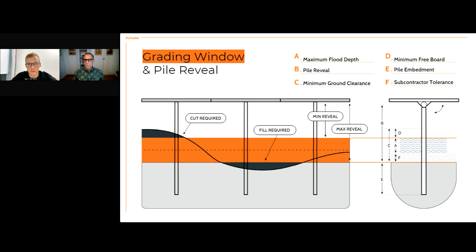So combined with those, we can adjust this window. We could grade the site completely flat, minimize the pile length, and eliminate this whole orange zone altogether, or we can allow a little bit of play. And depending on what's happening on the terrain, those can yield substantially different results.